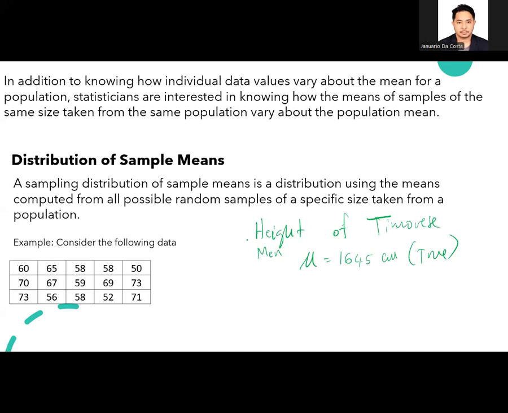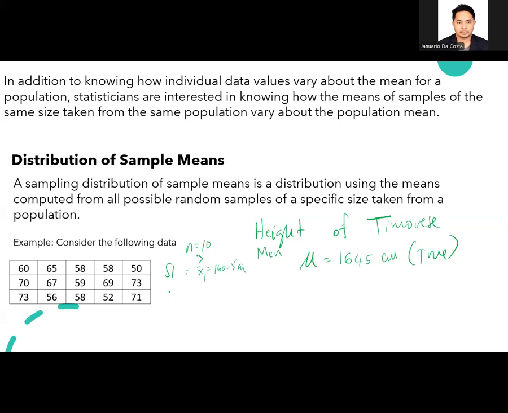Okay, what happens if I want to get data, let's suppose the student takes n number of values. Let's say sample 1, the student takes n equals 10. To get the sample mean x1, let's say 160.5 centimeters. That's x1, x bar 1.